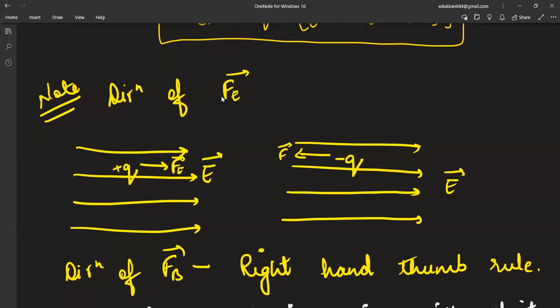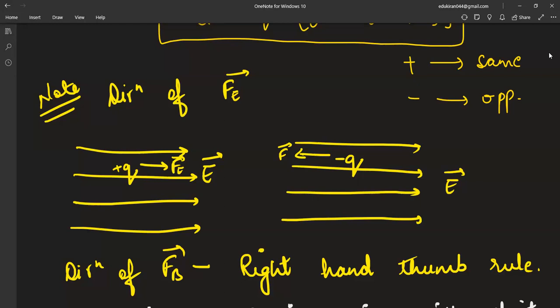Electric force, remember when we were doing chapter 1, electrostatics, I told you how we take the direction of force when a charge is moving in the presence of an electric field. If it's a positive charge, then the direction is the same as that of the electric field. Means if the electric field is pointing towards the right, the electric force will also point towards the right. But if it's a negative charge, we take the direction opposite to the electric field. That is, if the electric field is towards the right, the force on our charge would be towards the left. So the same things you have studied in electrostatics and in magnetostatics, you just have to combine and use.